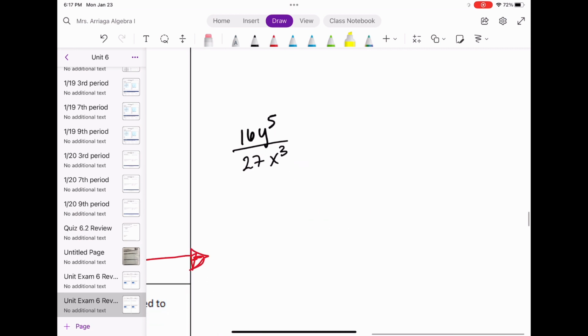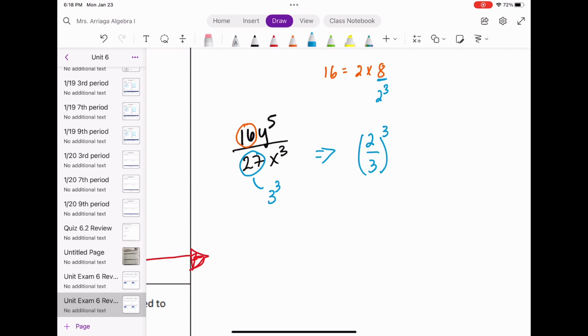So this is our final answer, right? Okay, so that top number, the 16, we can get that number by saying 2 times 8, right? And we also know that we can get 8 by having 2 to the power of 3. And that's similar to 27 because we can get 27 by putting 3 to the power of 3. Now, since both of these numbers can be raised to the power of 3, then we can put them in parentheses and just combine them and say 2 over 3 to the power of 3. Remember that there's a 2 left, so we write that on the outside.